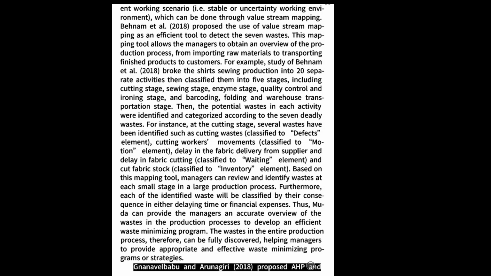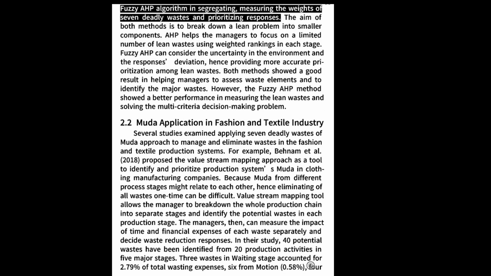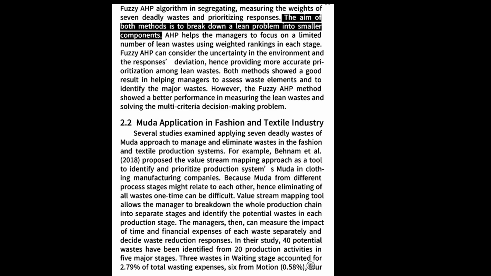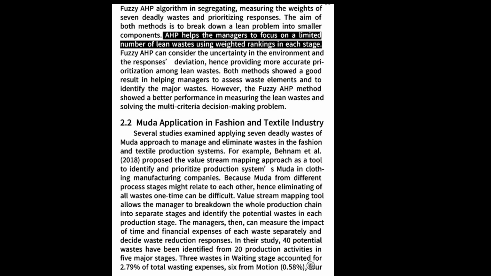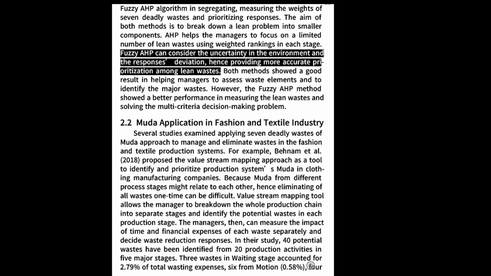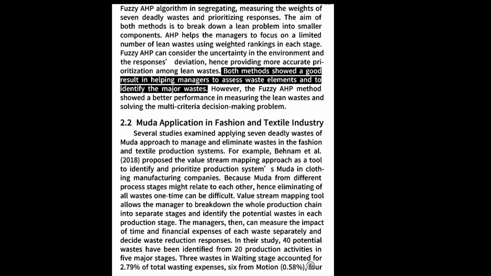2018 proposed AHP and Fuzzy AHP algorithms in measuring the weights of the 7 deadly wastes and prioritizing responses. The aim of both methods is to break down a lean problem into smaller components. AHP helps the managers to focus on a limited number of lean wastes using weighted rankings in each stage. Fuzzy AHP can consider the uncertainty in the environment and the responses' deviation, hence providing more accurate prioritization among lean wastes. Both methods showed a good result in helping managers to assess waste elements and to identify the major wastes.